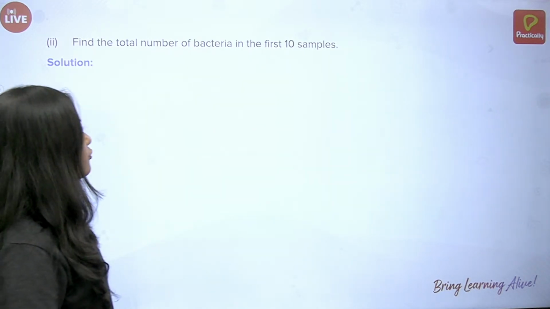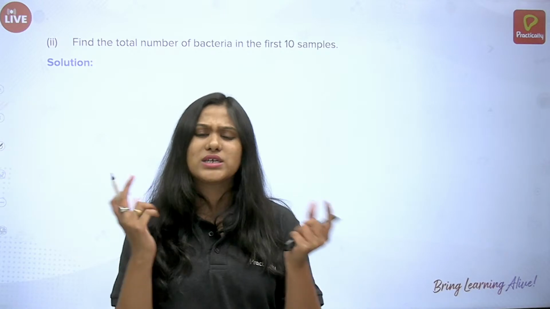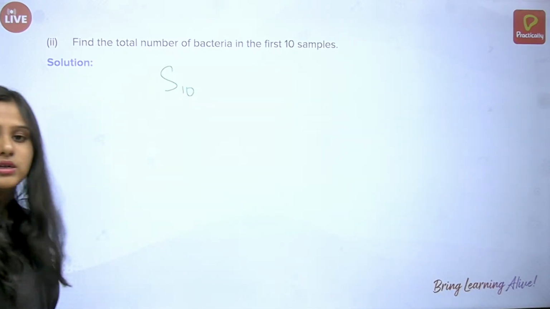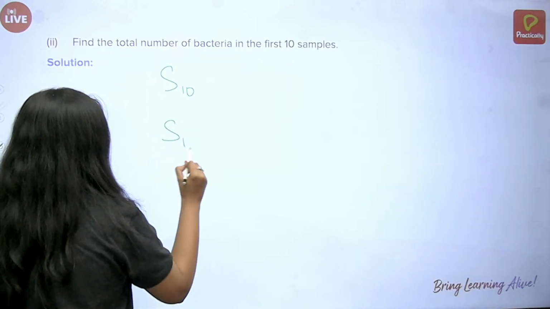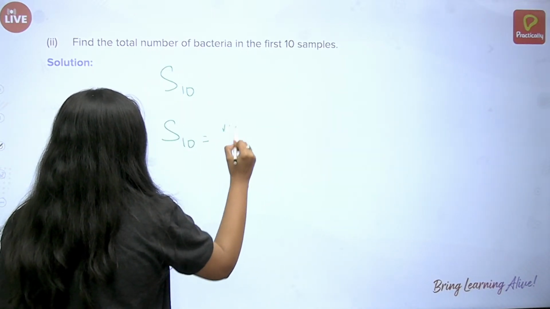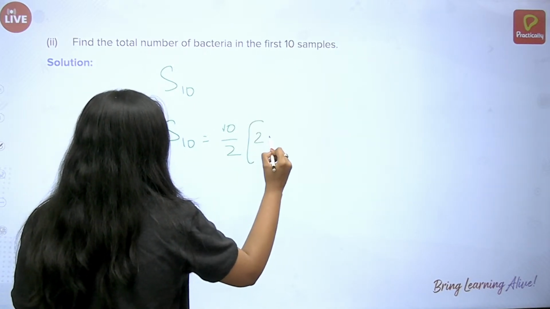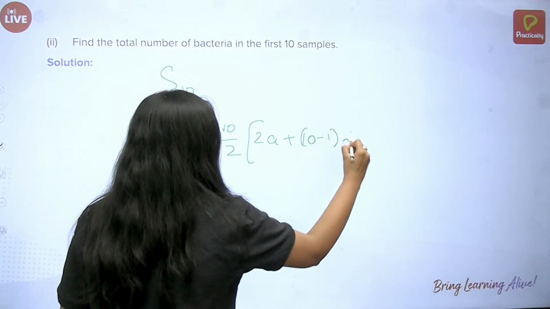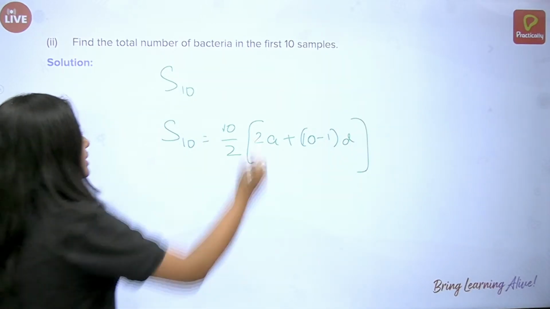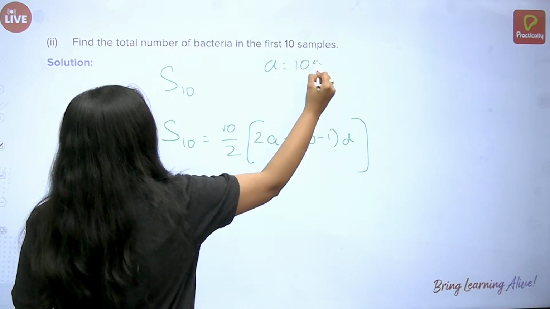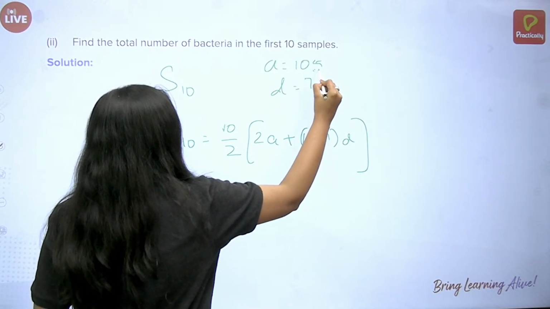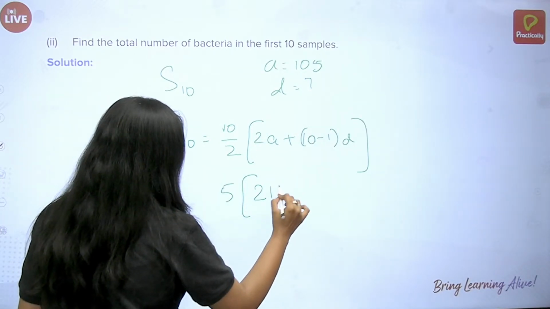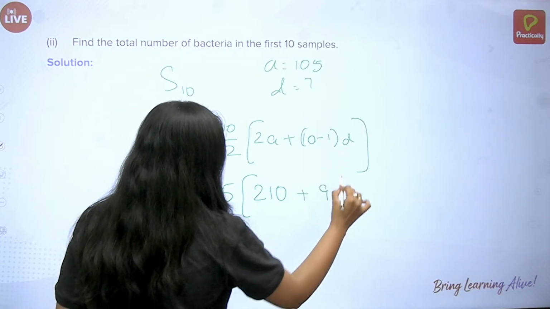Find the total number of bacteria in the first 10 samples. What is meant by total? Sum. So, you have to find S10. S10 equals 10 by 2 of 2A plus (n minus 1) or (10 minus 1) into D. Correct? But we know what A and D are. A equals 105, D equals 7. So, just substitute: 5 times of 2 into 105 is 210 plus 9 into 7.